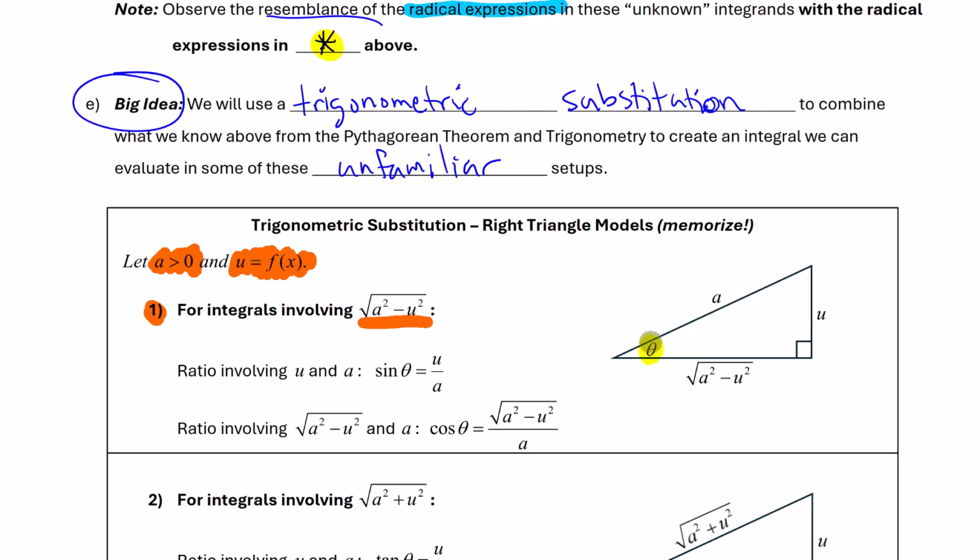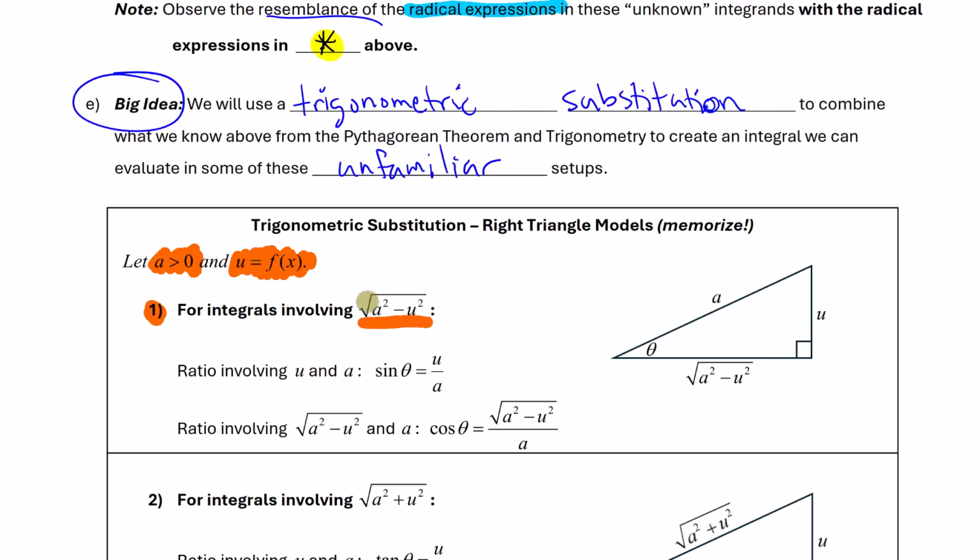Now notice I have theta labeled in the lower left corner, this acute angle of our right triangle. I'm just going to keep that there for reference. We'll be using that now. I have the right angle labeled in the bottom right corner. And then the following. So if you orient the labeling of the triangle in this way, the Pythagorean theorem works.